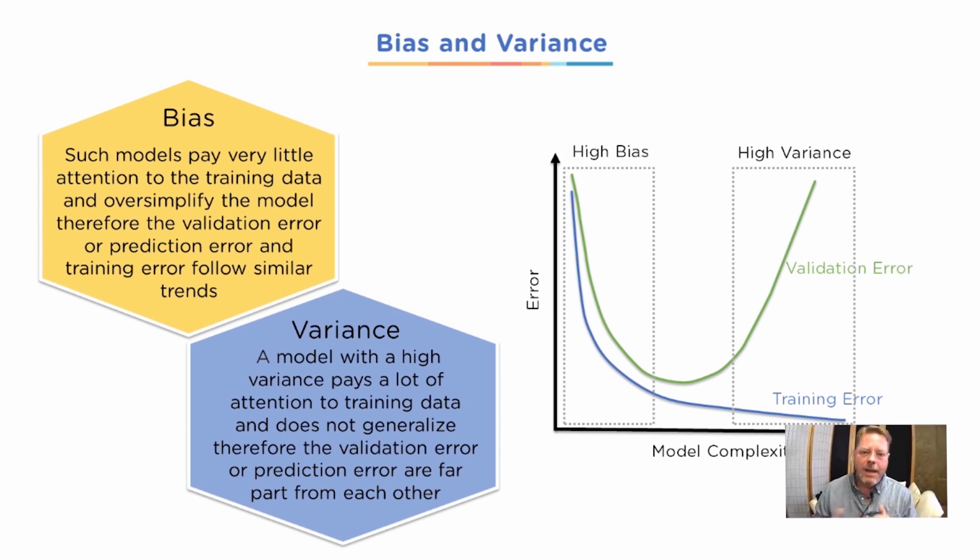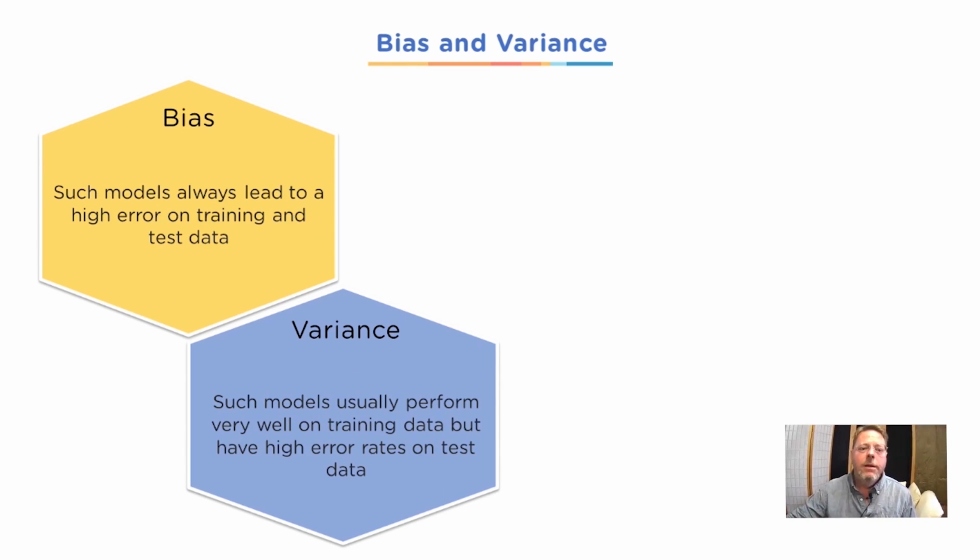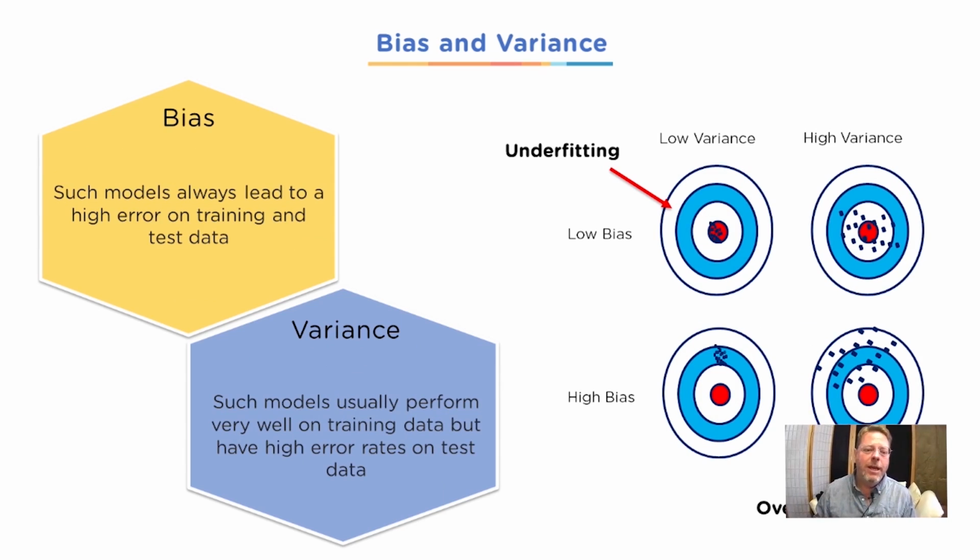And with bias, if you oversimplify it so much, if you have a really good fit, you're going to miss it. You're going to just kind of guess what the average is, and that's what your answer is going to be. With variance, a model with a high variance pays a lot of attention to training data and does not generalize. Therefore, the validation error or prediction error are far apart from each other. Such models always lead to a high error on training and test data, as a bias does. Where variance, such models usually perform very well on training data but have high error rates on test data.